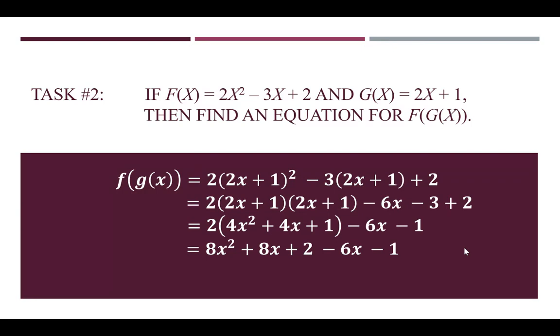Finally, I will combine like terms. I notice that 8x and minus 6x can be combined because they are like terms. I also note the constants, positive 2 and negative 1. And so f of g of x can be simplified to 8x squared plus 2x plus 1.